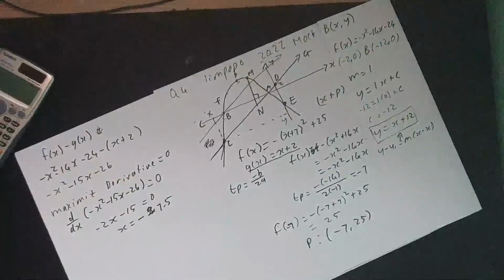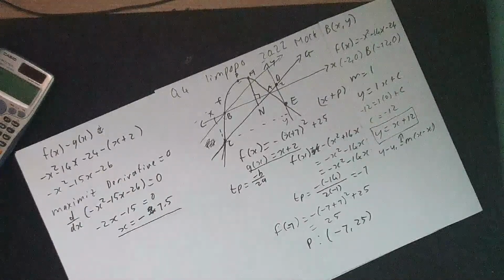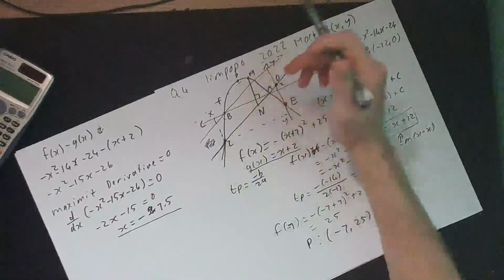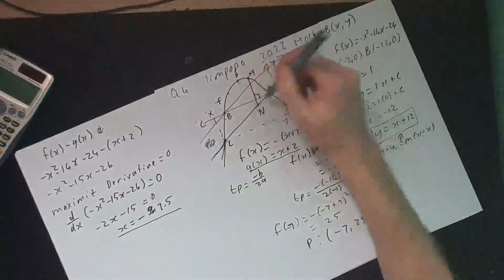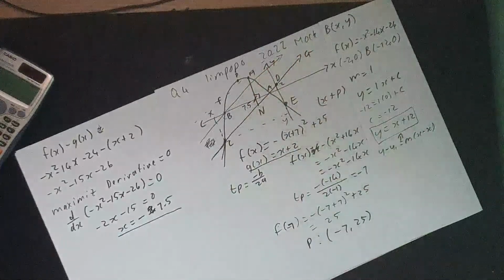So now that you end up with that, they want to know when MN is a maximum. MN is a maximum when x equals negative 7.5, or when MN is a distance of 7.5 units from the y-axis. So we want this x coordinate over here, which is 7.5, essentially what they're asking us. Okay, all right.